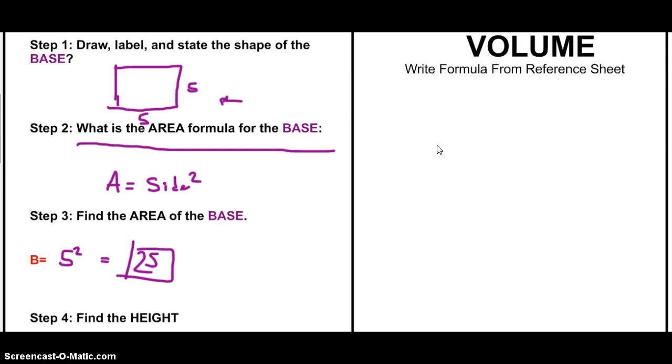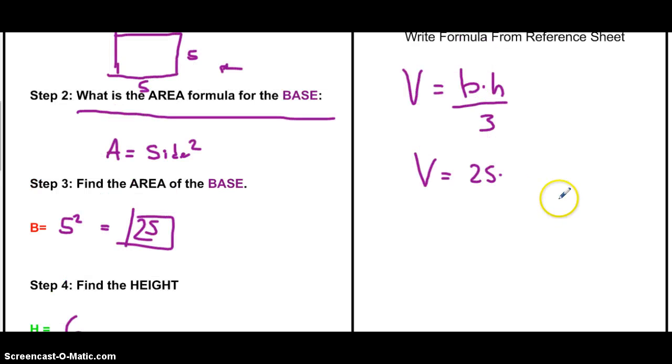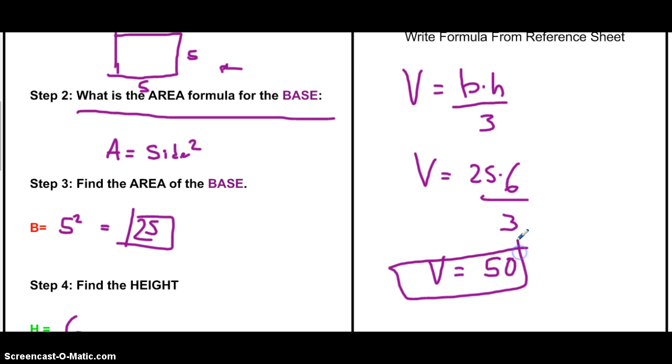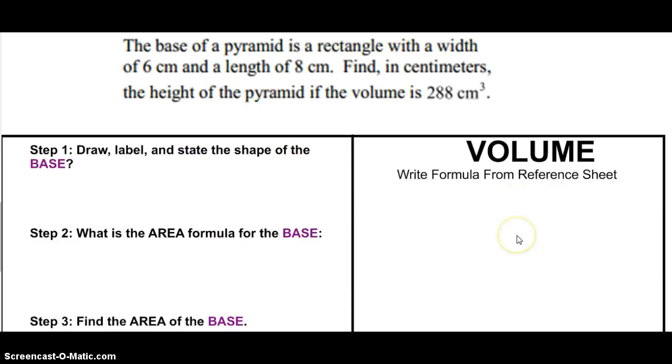From here, all we have to do is plug into our formula, and this is pretty straightforward. The volume is equal to the base times height, and like cones, it's divided by 3. So volume is 25 times our height, which is 6, divided by 3, and so we'll get a final answer of 50 when we put that into the calculator. Beautiful.